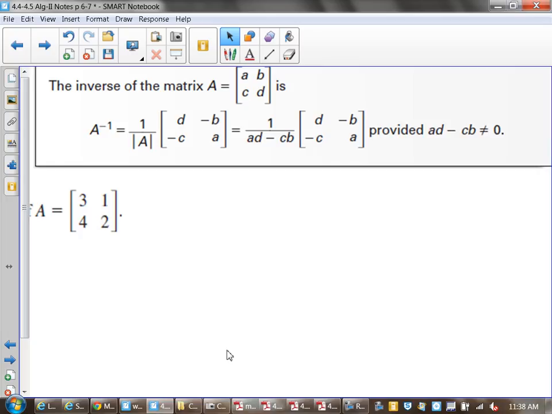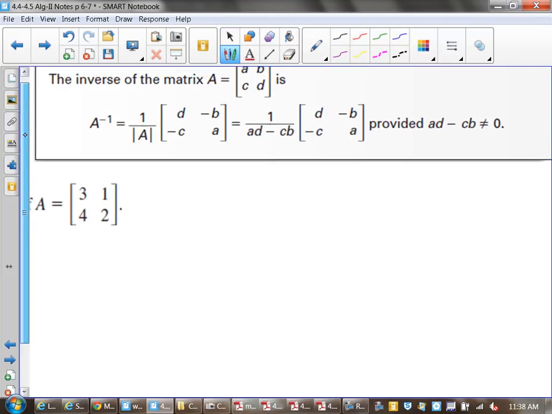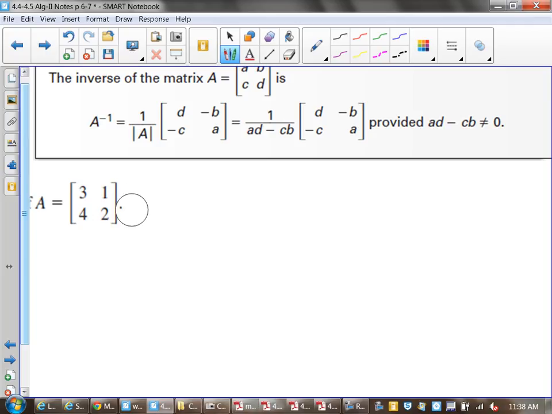So whenever we're working with an inverse matrix, the very first thing you do is find the determinant. In this example, I'm looking at a matrix that is 3, 1, 4, 2, respectively. So when I go to find the determinant of that, I multiply my downward diagonals and I subtract my upward diagonals. In other words, the determinant of A is 3 times 2 minus 4 times 1. Otherwise known as 2.